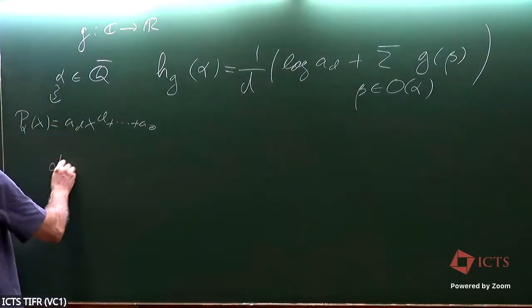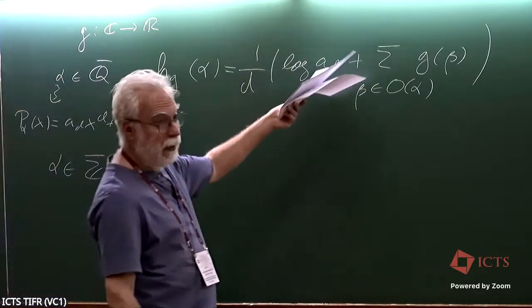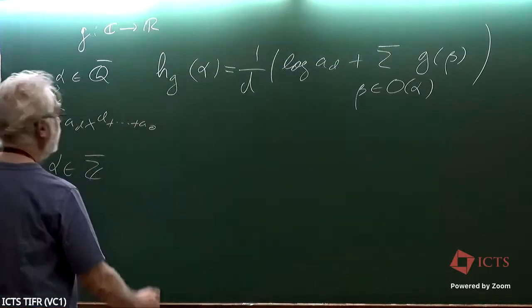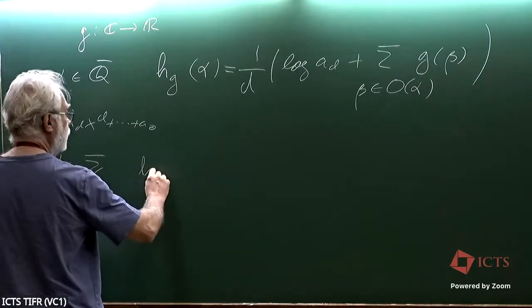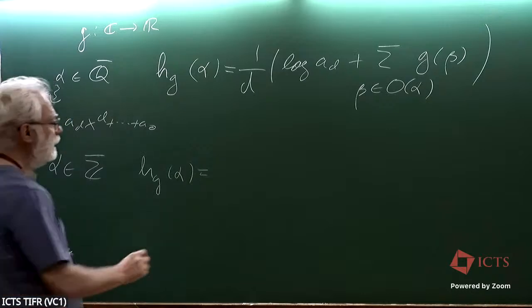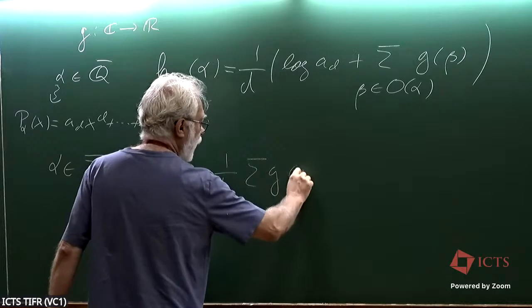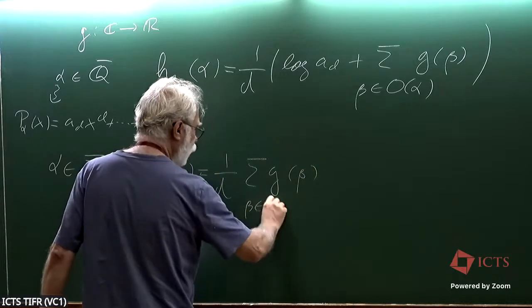If alpha is an algebraic integer instead of being just an algebraic number, then we know that the minimal polynomial will be monic. So A_d will be 1, log of 1 will be 0, and then we get that the height g of this algebraic integer will be just the average value of the function g at the conjugates of alpha.